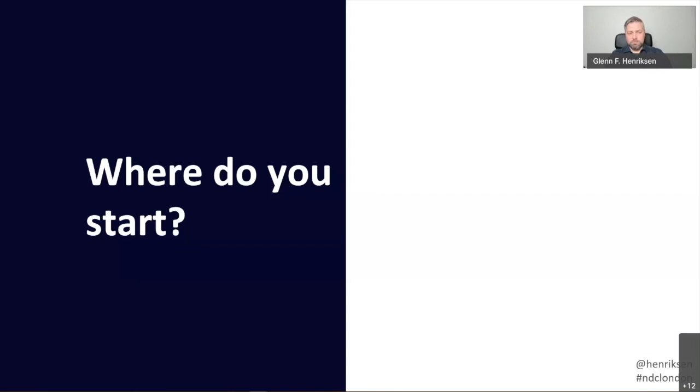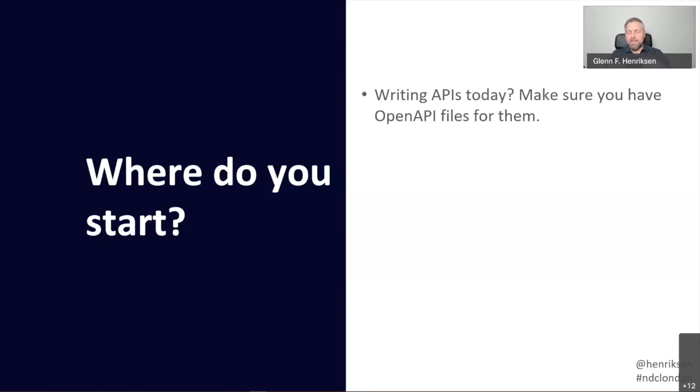So where do you start? Where do you go from here? If you're writing any APIs today, make sure you have OpenAPI files for them. If you're making a system that has data that should be shared or could be shared within the company, and it has an API, make an OpenAPI interface. It is not hard, it's not a lot of work, and it will make it a lot easier to integrate your system later. Even if you're not using it for anything else, now you have the first building block.